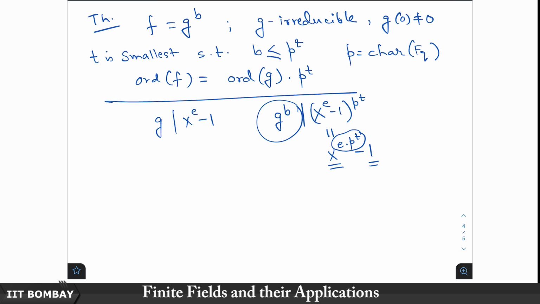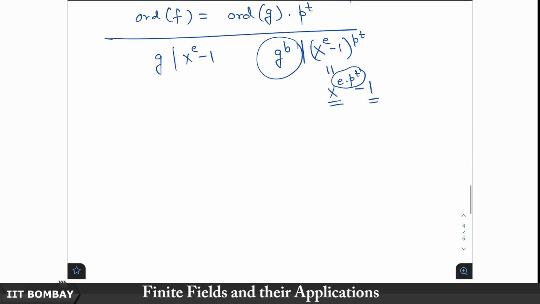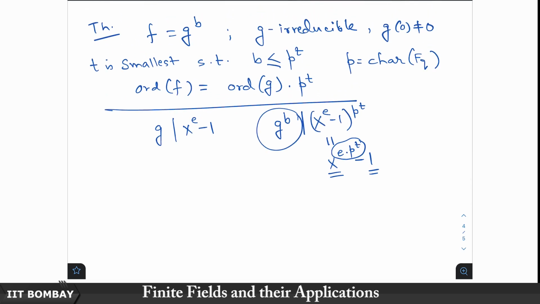For an irreducible polynomial, the exponent is a factor of q^m minus 1, and if you take a power of an irreducible polynomial, this is how the order changes. Now, what if we have a product of such factors, a product of such powers of irreducible polynomials? So, before going there, let us look at some examples to see how the exponent changes.